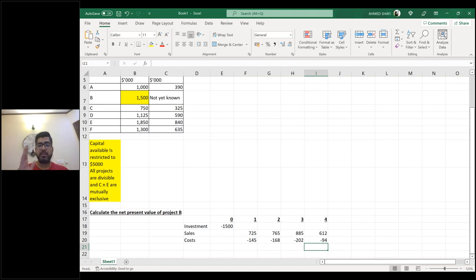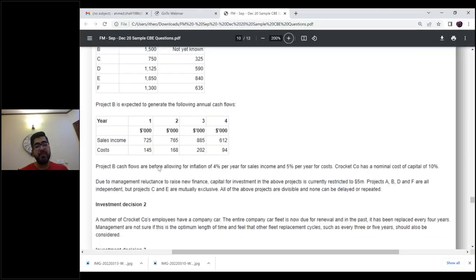The life is 4 years, so 0, 1, 2, 3, 4. Investment was 1,500. It's always at year zero, so negative 1,500. We got sales and then we got costs. Now, if you continue just like that, there will be a big problem. Because the question states that Project B's cash flows are before allowing for inflation of 4% per year on sales income and 5% per year on costs.